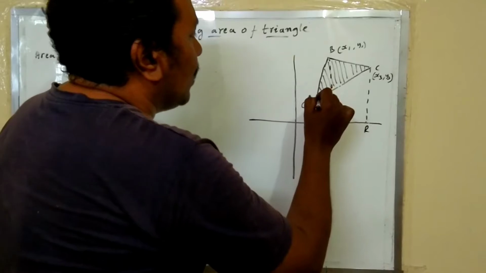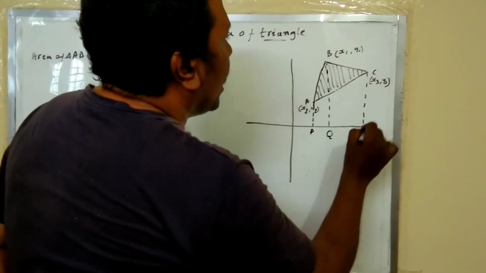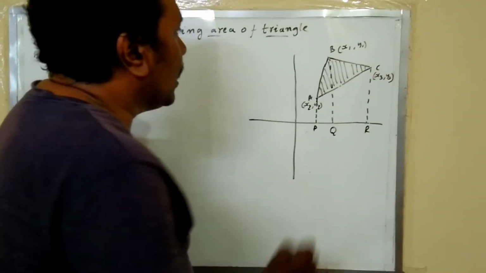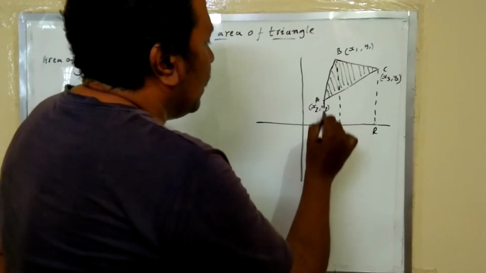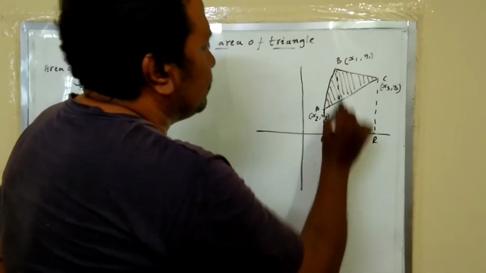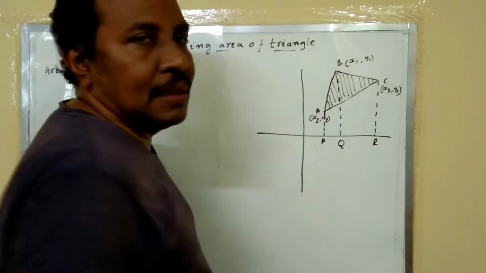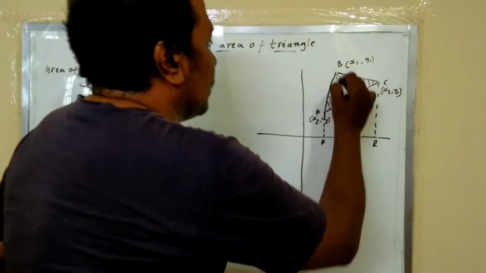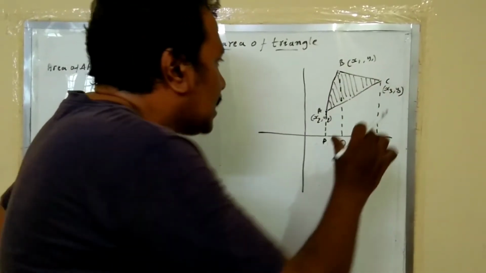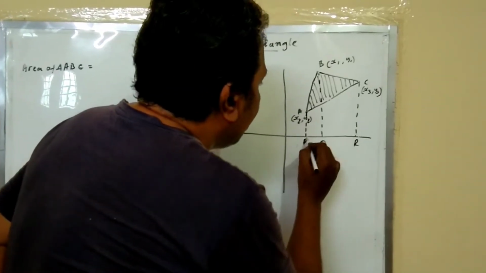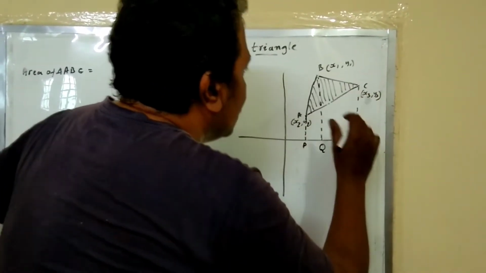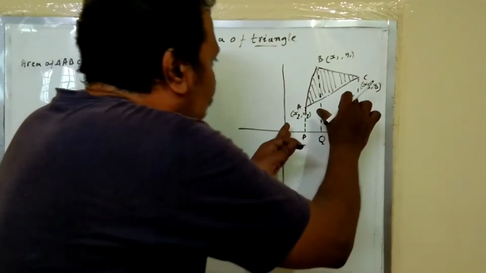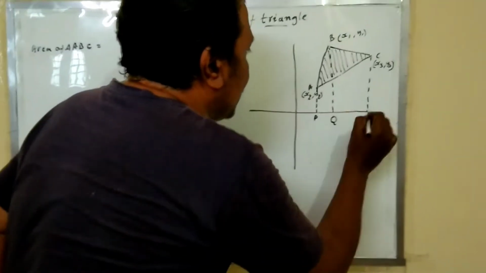For that, first of all, we have to consider the polygon APRCB. This is an entire polygon. In this polygon, there are two trapeziums: APQB, this is one trapezium, and BQRC, this is another trapezium. That means area of trapezium APQB plus area of trapezium BQRC. From this, I should remove one more trapezium, that is APRC. So the area of these two trapeziums minus the area of the trapezium APRC.